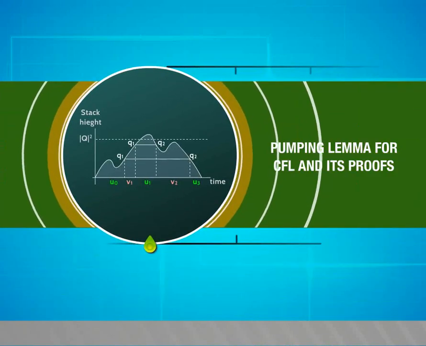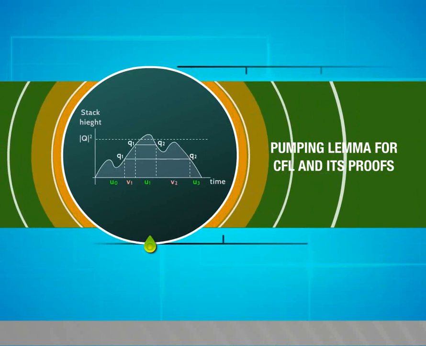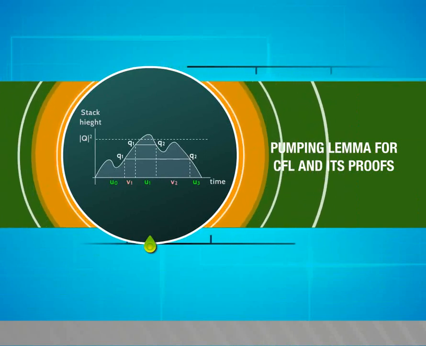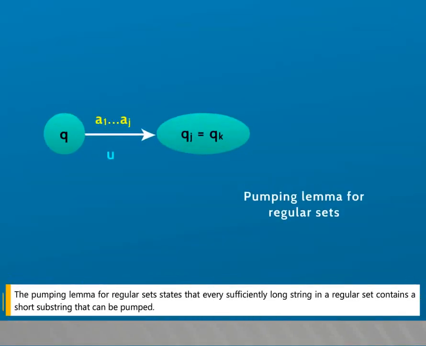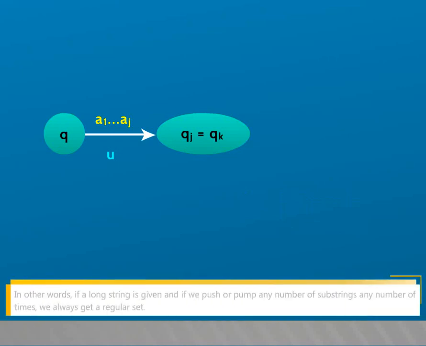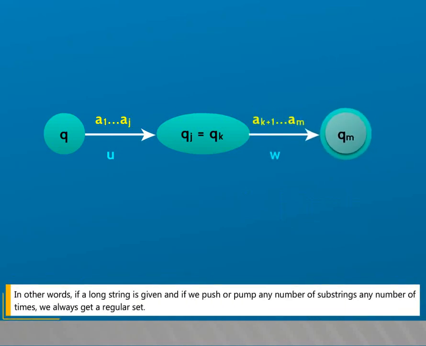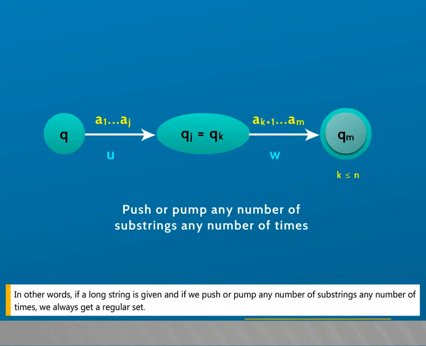Pumping lemma for CFL and its proofs. In this video, we are going to see the pumping lemma for CFL and its proofs. The pumping lemma for regular sets states that every sufficiently long string in a regular set contains a short substring that can be pumped. In other words, if a long string is given and we pump any substring any number of times, we always get a regular set.